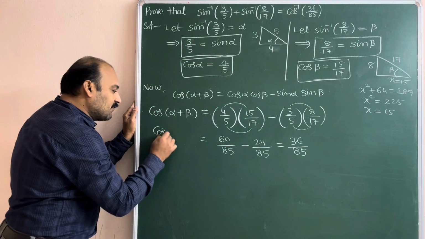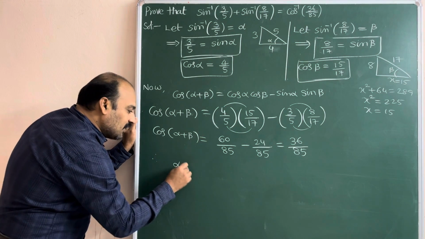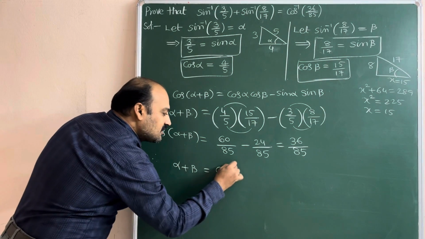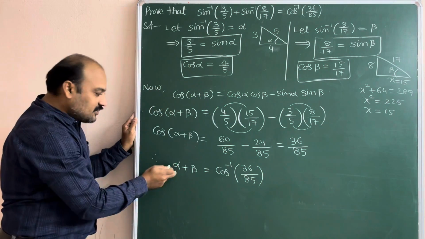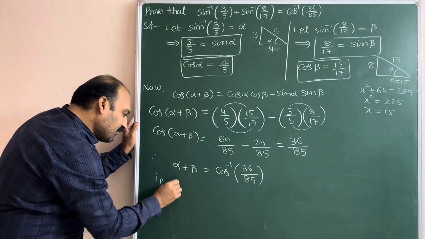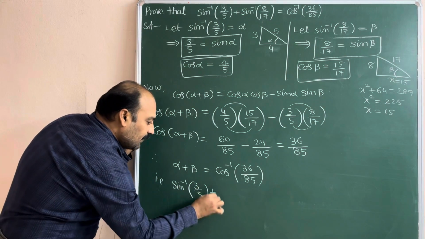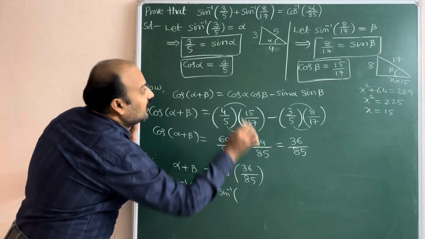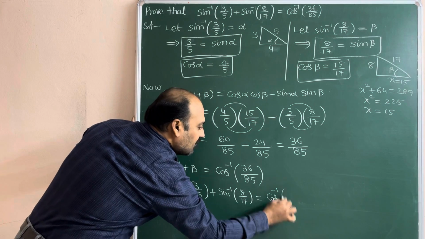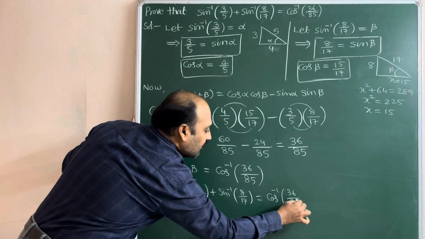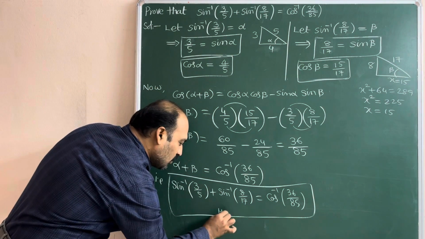Therefore, cos of alpha plus beta equals 36 by 85, so alpha plus beta equals cos inverse of 36 by 85. What is alpha and what is beta again? Sine inverse of 3 by 5 plus sine inverse of 8 by 17 equals cos inverse of 36 by 85. That is only what they are asking to prove, dear students. Hence proved.